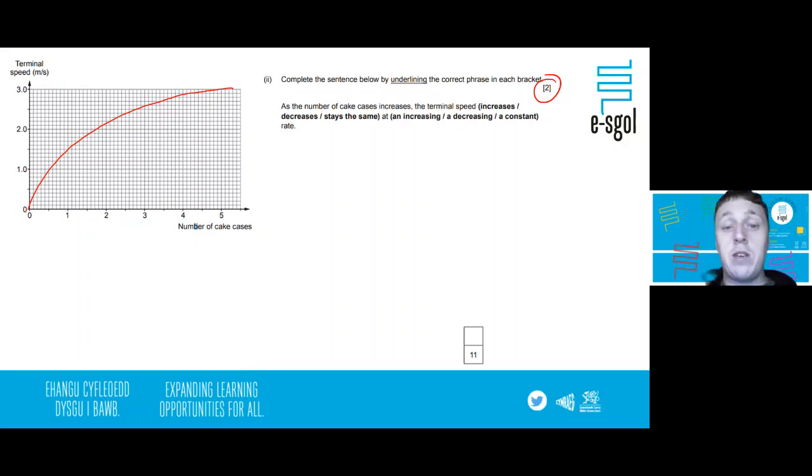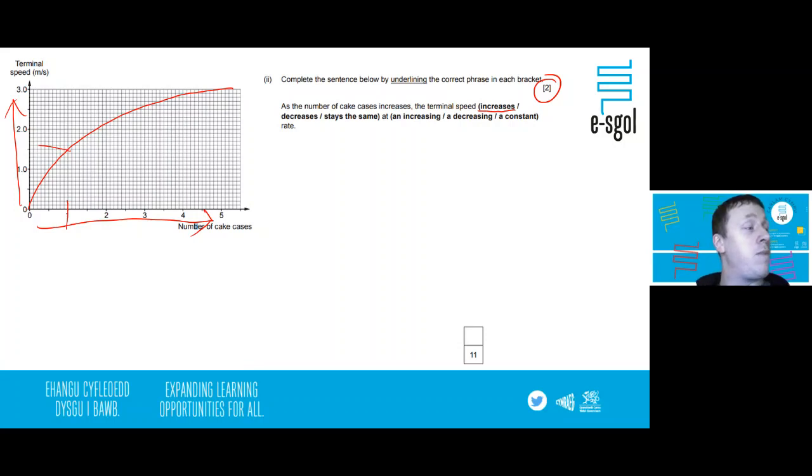So what we do is read the sentence. As the number of cupcake cases or cake cases increases, so as we go along this axis, the terminal speed will increase. So as you can see, on 1 cupcake case, we have a value that's 1.7. As we increase to 4, the value is now 2.7. So as the cupcake cases increases, so does the terminal speed.